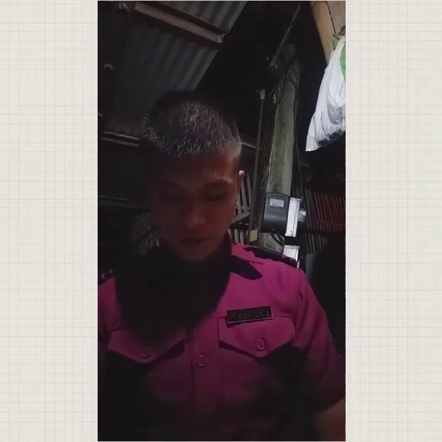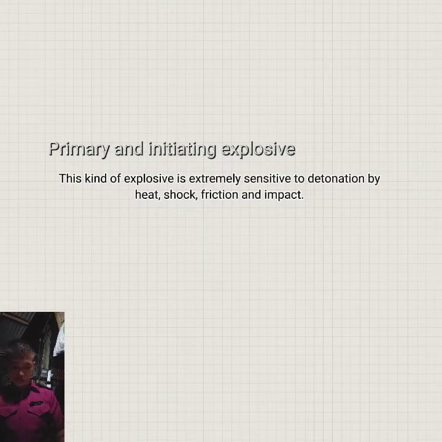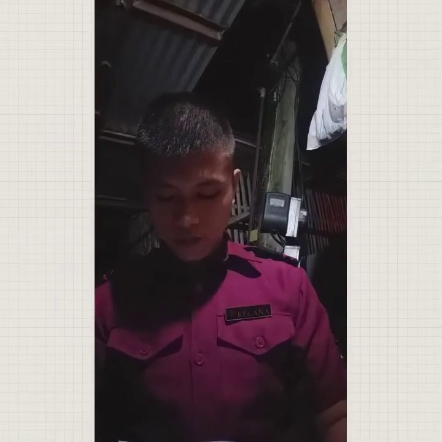The second type of classification of explosive is the primary and initiating explosive. This kind of explosive is extremely sensitive to detonation by heat, shock, friction, and impact. It detonates without burning, like lead azide and mercury fulminate. This is used primarily to start an explosion. Examples of this are initiators, blasting caps, shock primers, and stab primers.